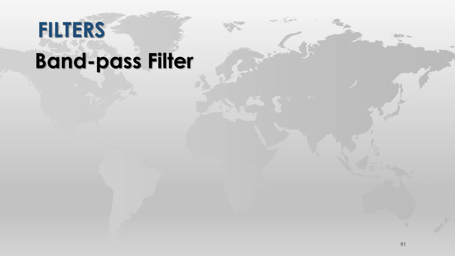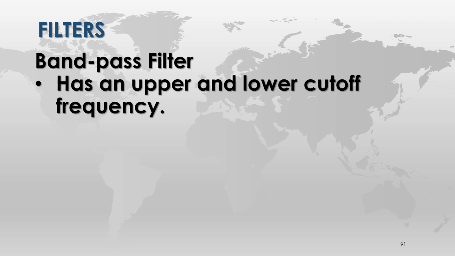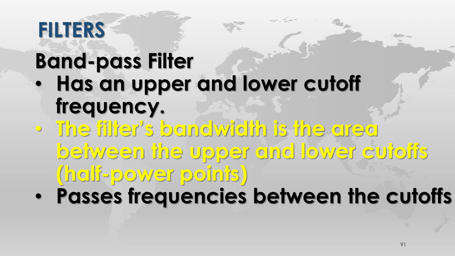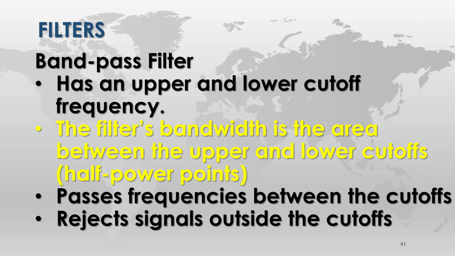A band pass filter has an upper and lower cutoff frequency. So it's going to pass everything that is in between the upper and lower. The filter's bandwidth is the area between the upper and lower cutoffs, the half power points. Anything above or below the cutoffs doesn't get through, only those frequencies. And you should hopefully find it printed on the side what the pass band is. So the band pass filter passes frequencies between the cutoffs and rejects signals outside of the cutoffs. So you use it to split out everything.